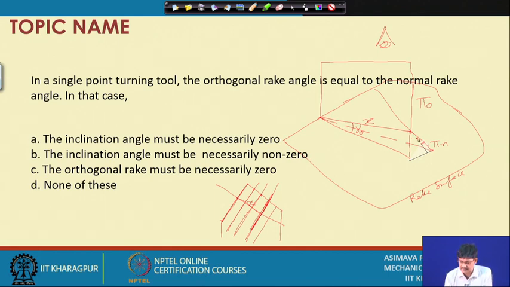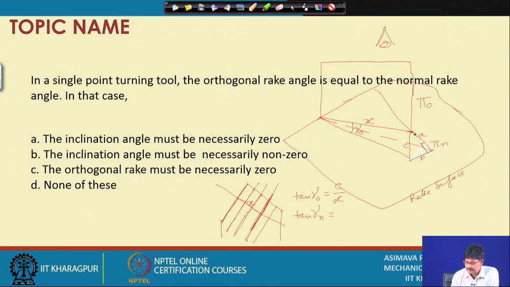So, let us give it some names A, B and C. In that case, we can quickly define tan gamma O equal to C divided by x, and tan gamma n equal to, what do we have here?